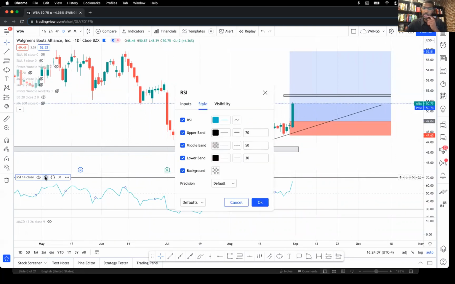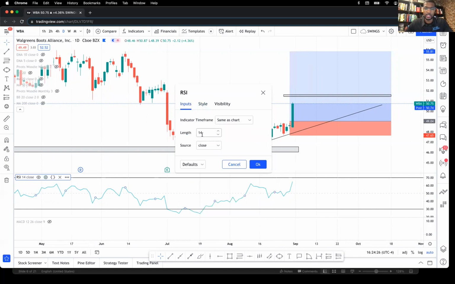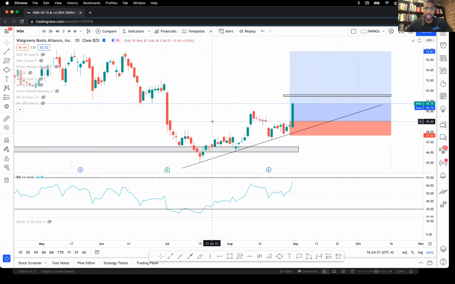Click the gear symbol. Now you can go into style, change the color of the RSI, the upper band, lower band. One of these should be 70, one of these should be 30. The lower band should be 30, the upper band should be 70, middle band should be at 50. You can put that on there if you want. Very important for you to have that as well. The length has to be 14 days. Usually it'll already come there. You don't need to change it. Everything's set, you're good to go.